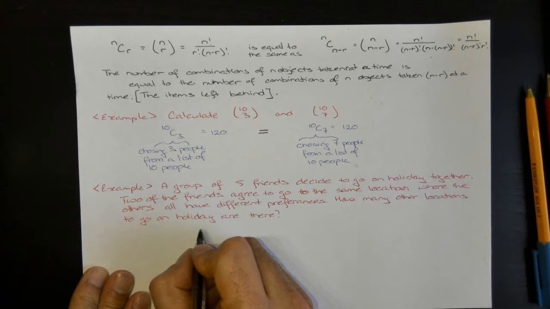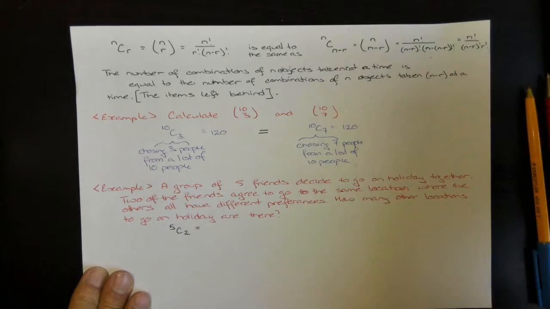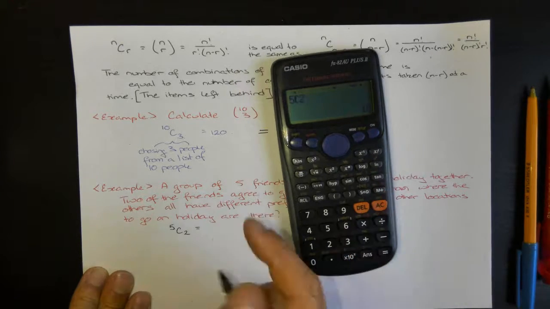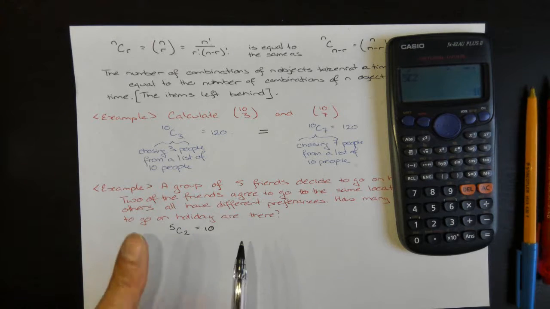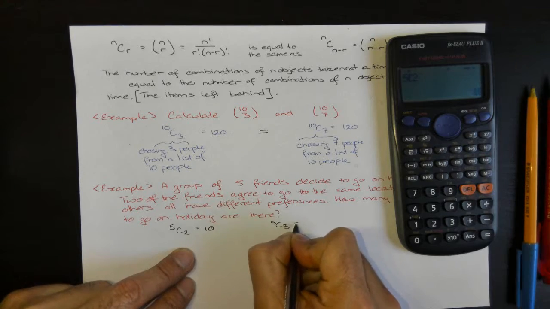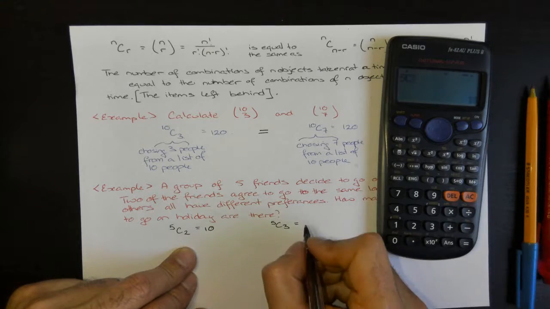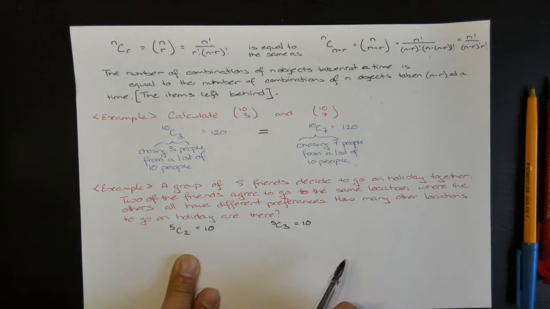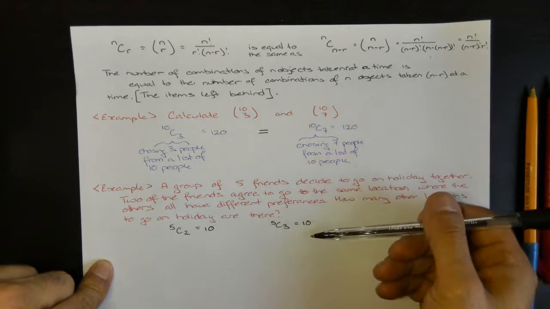So if we know that 2 people want to go to the same place, if I do 5 choose 2, I get 10 possible pairs, but that's the same as if I do 5 choose 3. So there's 10 other possible combinations of different places where we could go. And that's how we can use what's remaining to figure out the answer.